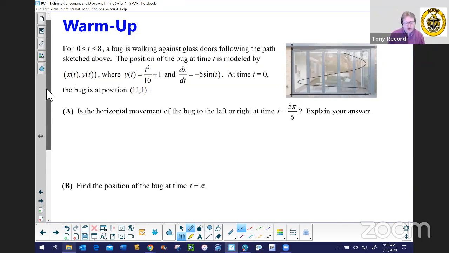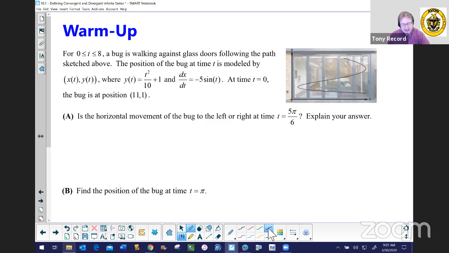So first of all, for part A, is the horizontal movement of the bug to the left or the right at time 5 pi over 6? Explain. Well, because we're talking about horizontal movement and the idea of left and right, we have to tie this to the velocity of the x position, right? We're looking at the derivative of x to determine left movement or right movement. So fortunately for us, we have the derivative of x already provided in the stem of the problem. That is our dx dt.